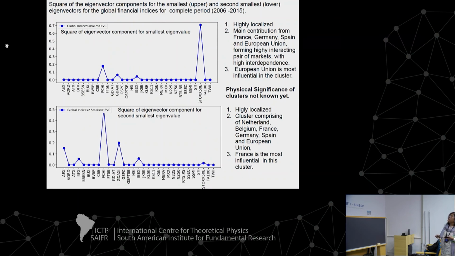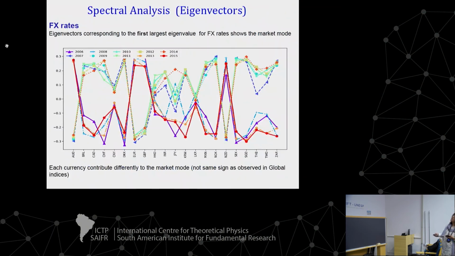And similarly for the FX rates, we have a cluster of Netherlands, Belgium, France, Germany, Spain, and the European Union. Here it is. And it turns out that France is the most influential. This is for the global financial indices.